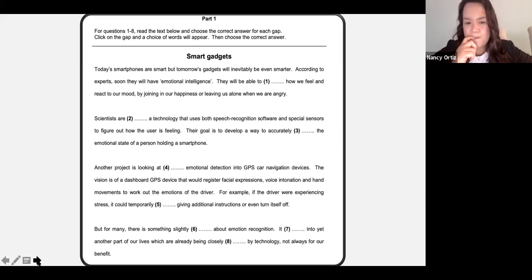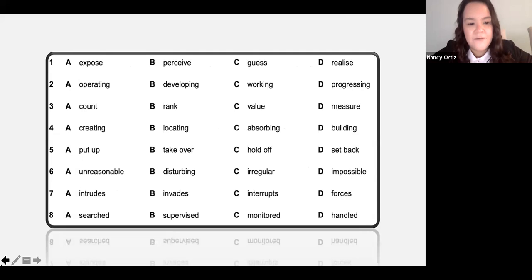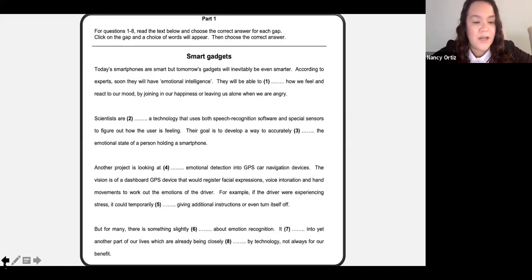Number 5 is C, as in calendar. Hold up. Number 5, let me see. Hold off. Go. Number 6 is B, as in book. Number 7 is A, as in airplane. And number 8 is C, as in calendar.